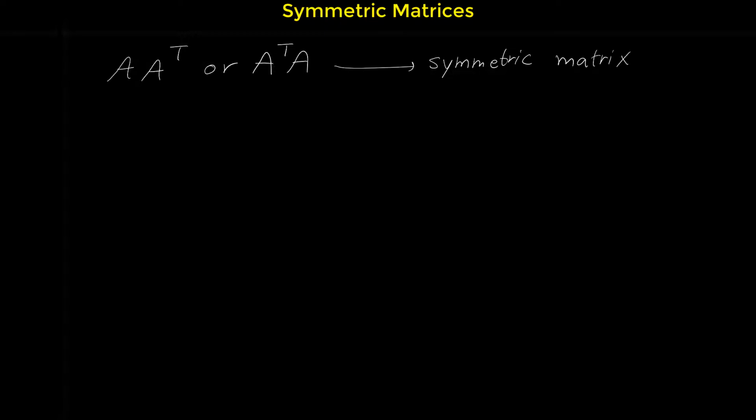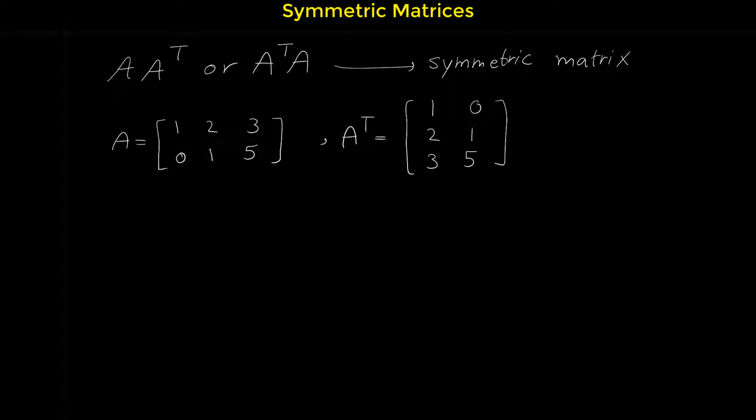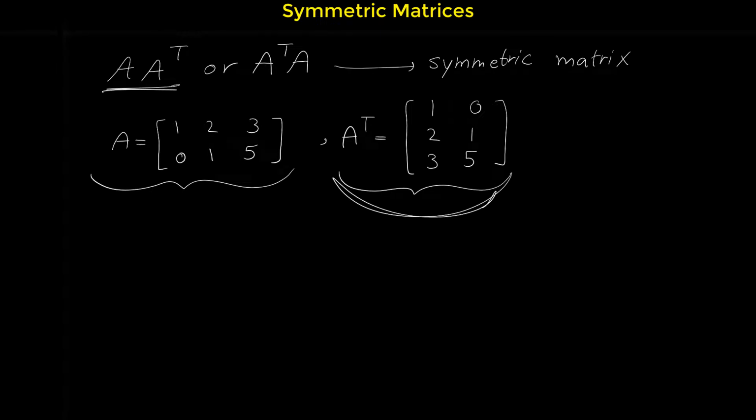Let me show you an example. Consider this 2 by 3 matrix: 1, 2, 3, 0, 1, 5. What is the transpose of this matrix? The transpose of this matrix is 1, 0, 2, 1, 3, 5. If we multiply this matrix by the other one, A times A transpose, or the other way around, the result is a symmetric matrix.